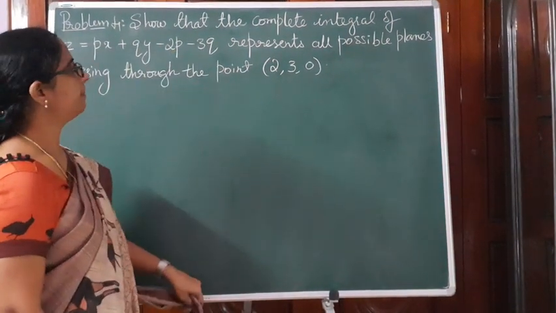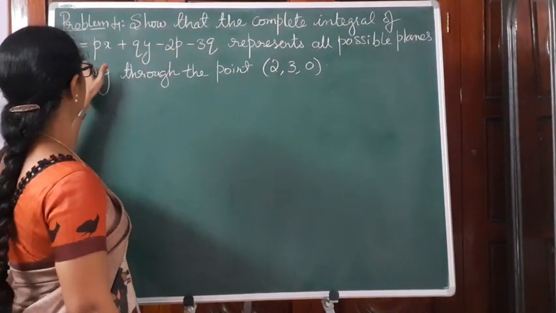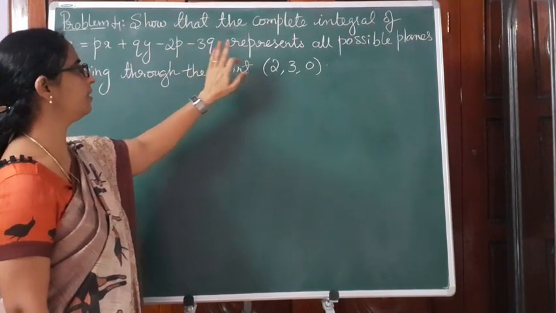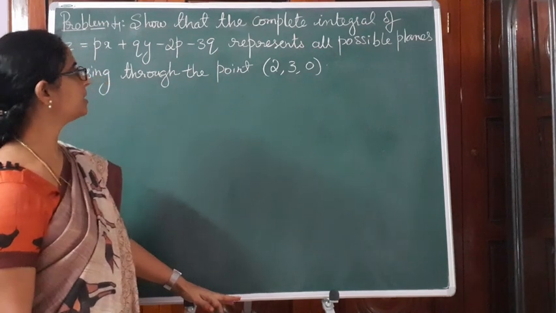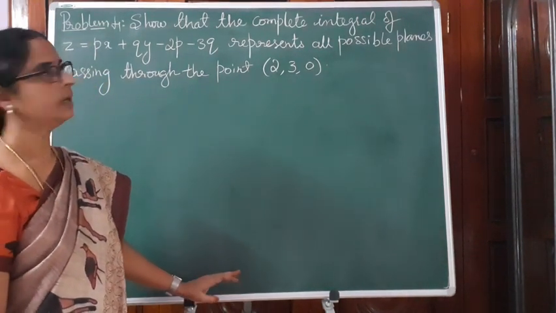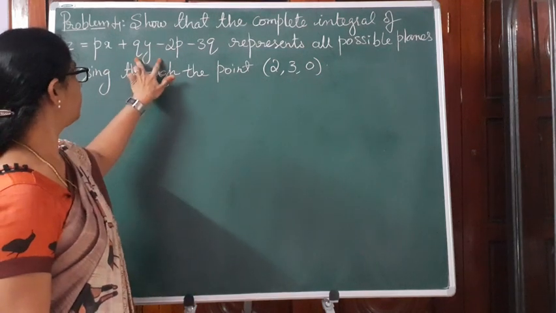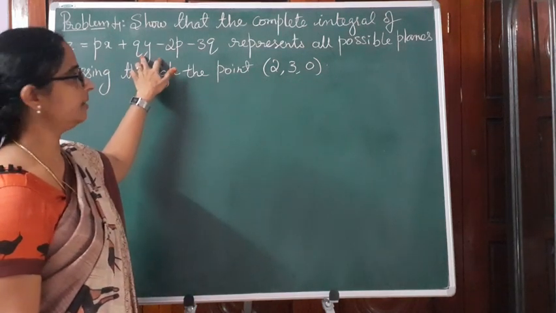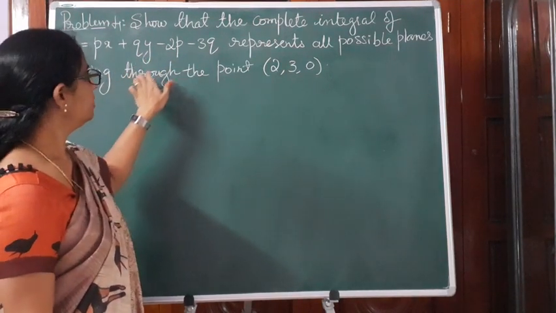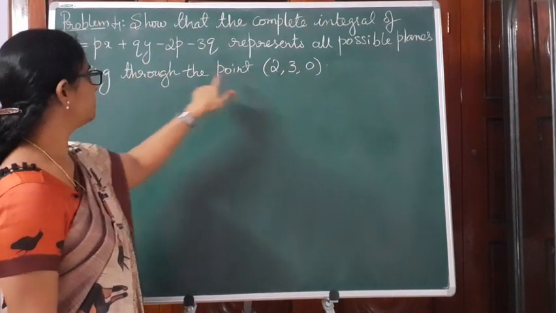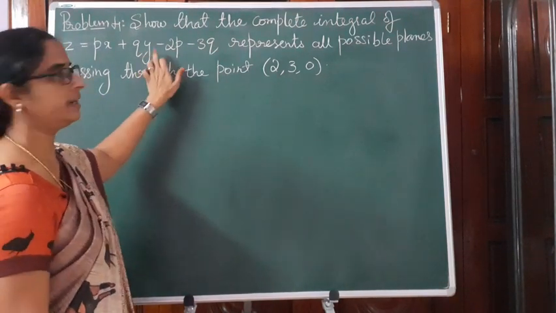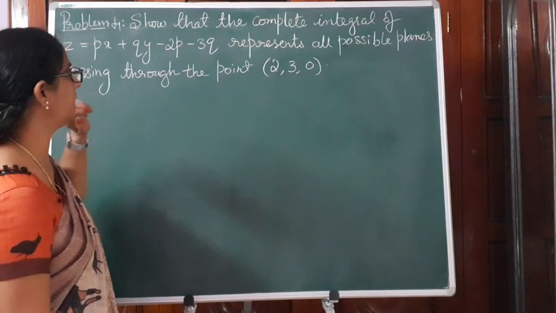Show that the complete integral of the equation z is equal to px plus qy minus 2p minus 3q represents all possible planes passing through the point 2, 3, 0. That means the general solution of this partial differential equation should represent all the planes which pass through the point 2, 3, 0. First let us find the solution for this partial differential equation.